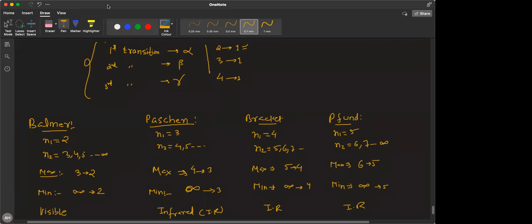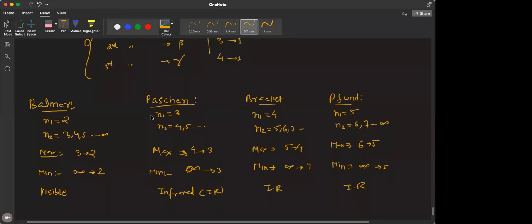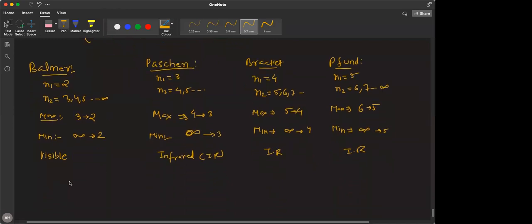Yes, written. So that was the last topic of atom. After this topic, there is the failure of Bohr's model that you will read on your own. I have mentioned it in the notes also.